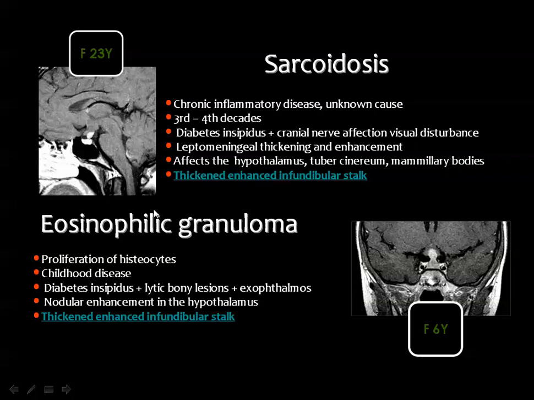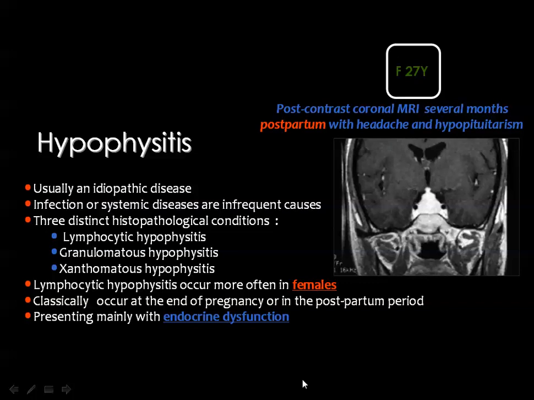Eosinophilic granuloma is usually seen in the pediatric age group, and the lesion will also present with diabetes insipidus. The presence of lytic bony lesions will help in the differential diagnosis, and also the presence of exophthalmos due to encroachment on the orbital cavity. Then in both conditions, you will see a thickened, enhanced infundibular stalk.